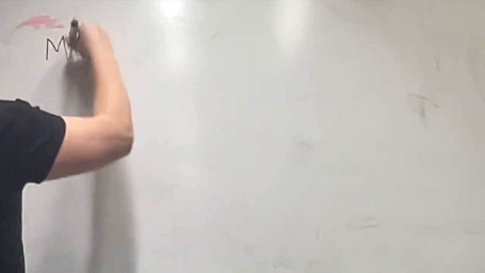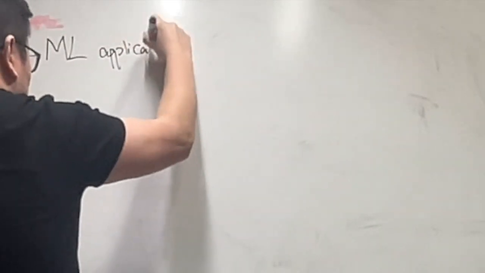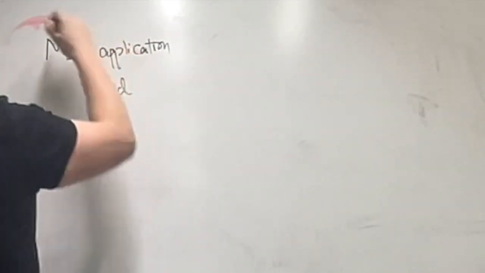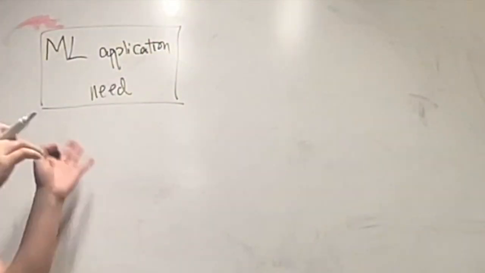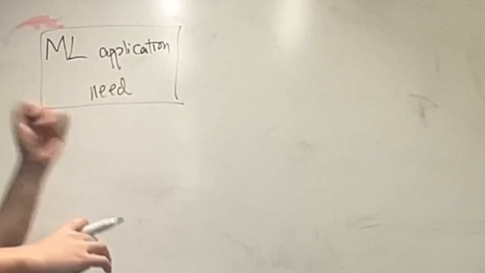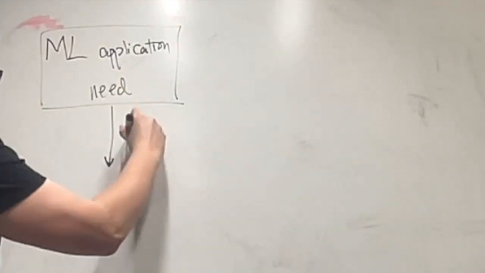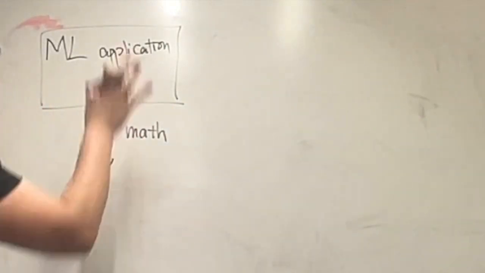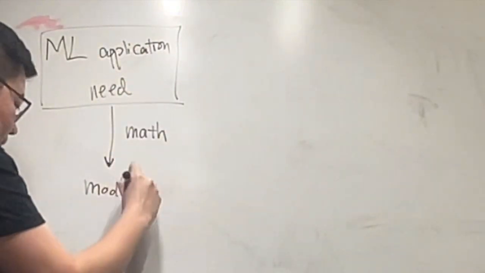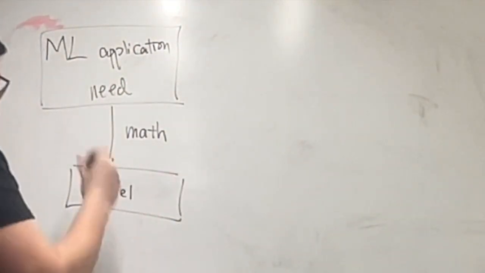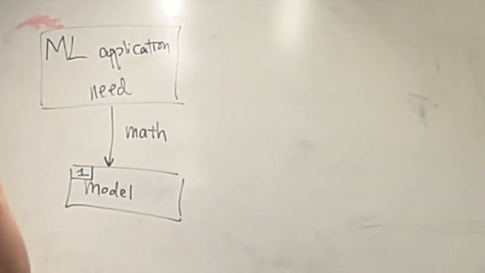We have some ML application. That is some needs, that means somebody has some requests. What are we going to do? Well, the first thing is we are going to turn this, so this is mathematics. We are turning this machine learning application's needs into a model. This is the first thing we need to do, number one.